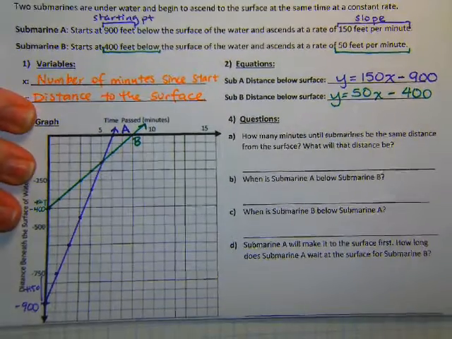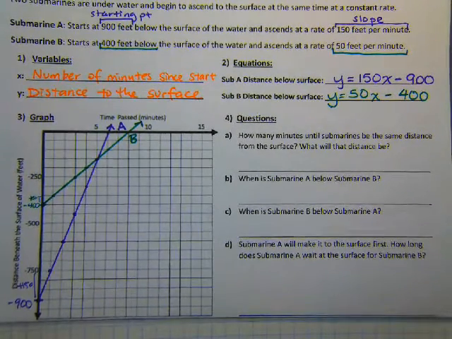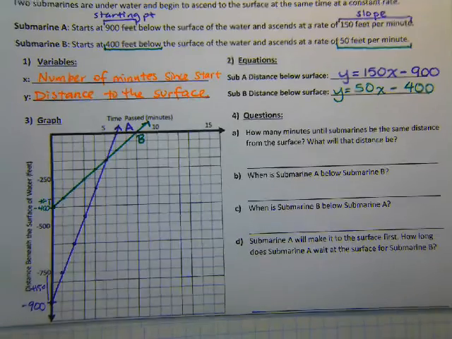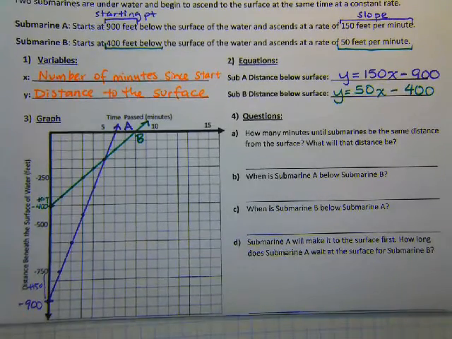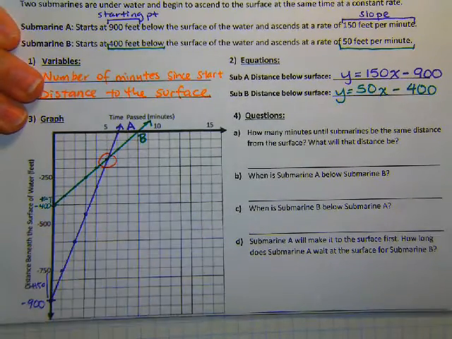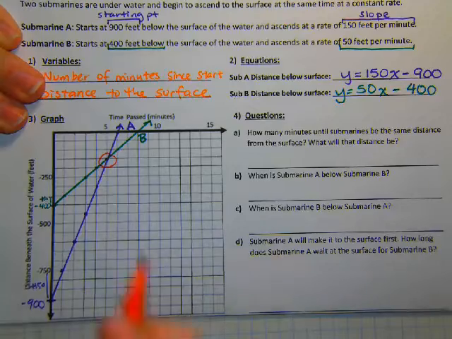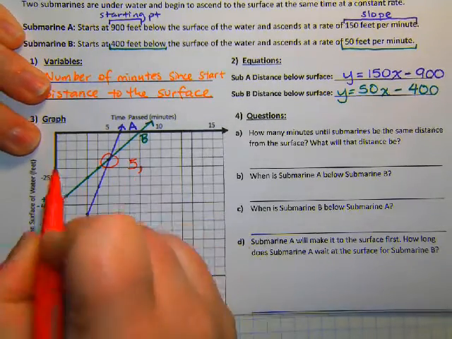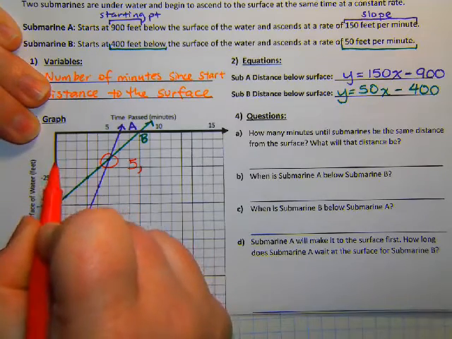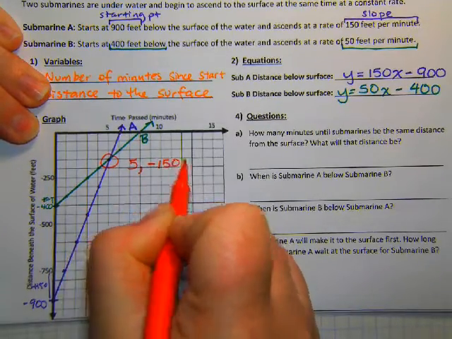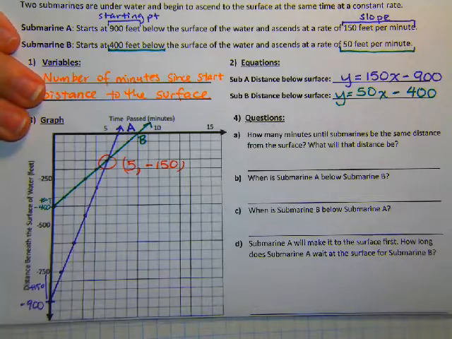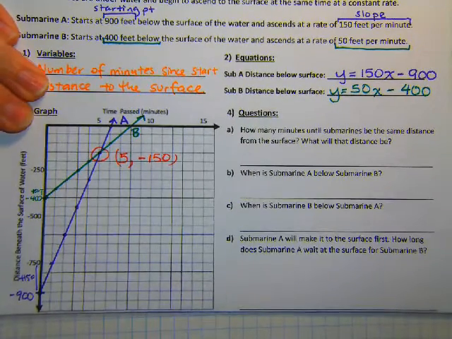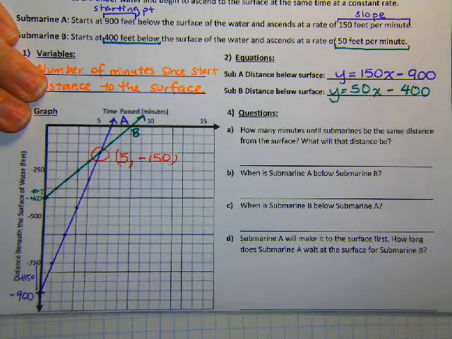Great. Now we got to answer some questions. So again, it says how many minutes until the submarines will be the same distance from the bottom or from the surface, and there we go. So remember, that has to do with our solution. The solution is when they are at the same place at the same time. So let's figure out what this is. First, it's over 5, comma, and then down 50, 100, 150, negative 150.